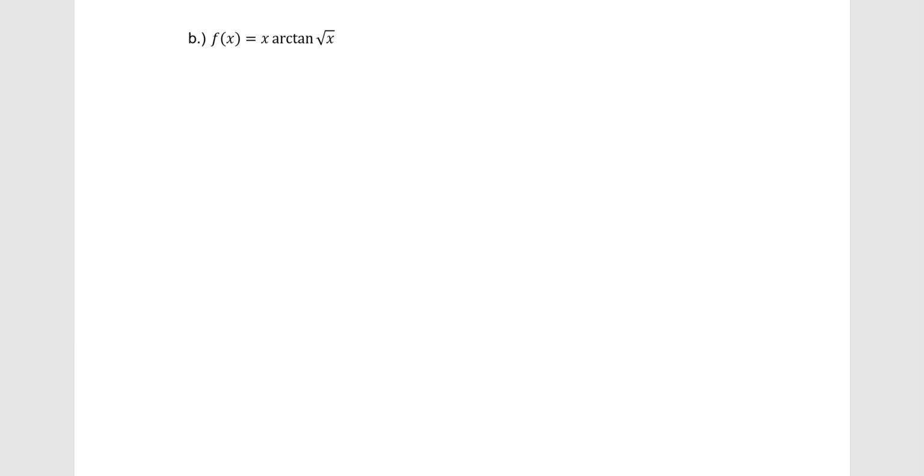We're going to find the derivative of f of x, where f of x is x times arctangent of the square root of x. So first, we need to remember that arctangent is the same thing as tangent inverse. Same thing with arcsine, arccosine. Those are just another way that we can write the inverse function.